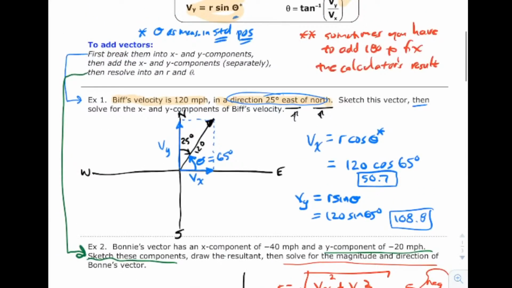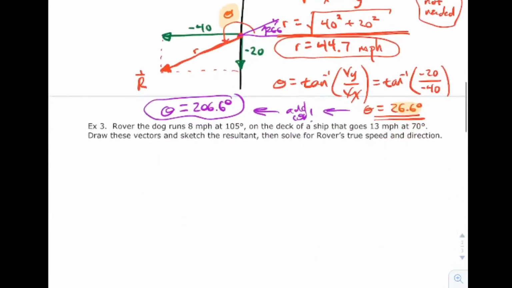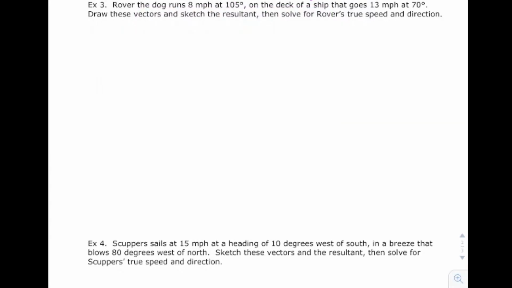We've done first breaking them into x and y components, and resolving back into r and theta. Because we haven't added vectors yet, we've had just one vector with two components. Now we come to the actual star problem of the whole show here today. This will be fun. Let's do this one. Let's stay with purple. Rover the dog is running 8 miles an hour at a certain angle, but he's on a ship that's going at a certain angle and a certain speed. So the dog is on a boat. The dog's going one way, the boat's going the other way. And if you were stationary, what do they call them?